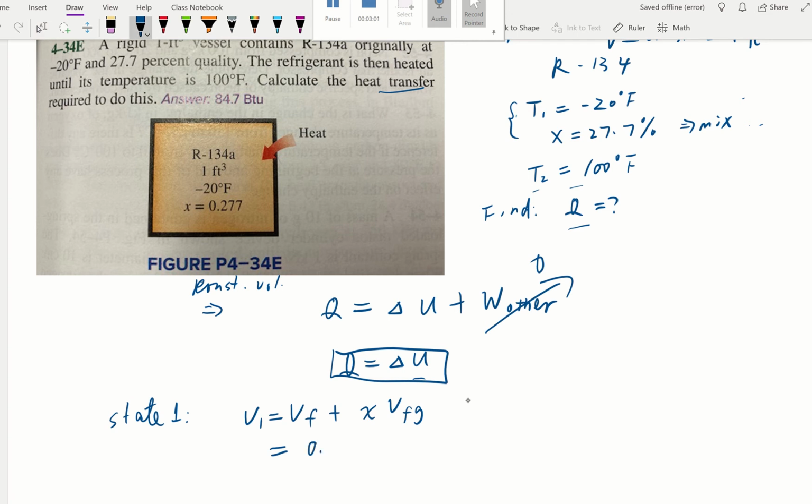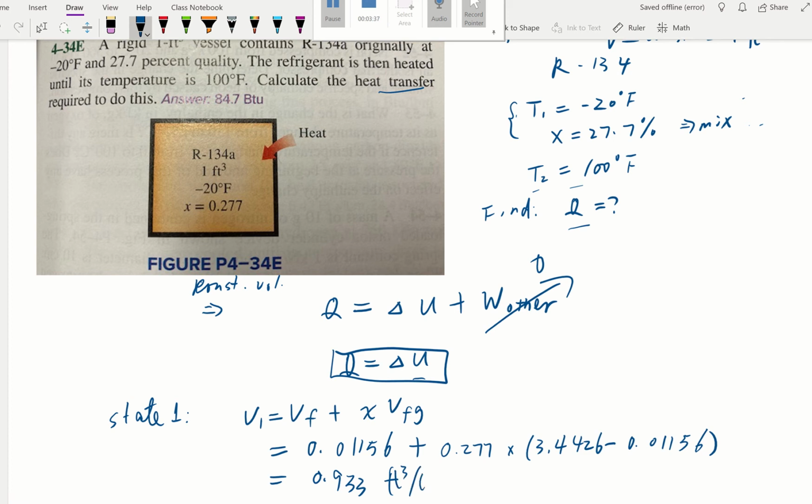VF from the table is 0.01156, and then X is 0.277, that's the quality. Our VFG is going to be VG minus our VF. From here we can calculate our V1. Let's pause and see what we got. The calculator gives us 0.933, and the unit here is cubic feet per pound mass because it's in the English system.